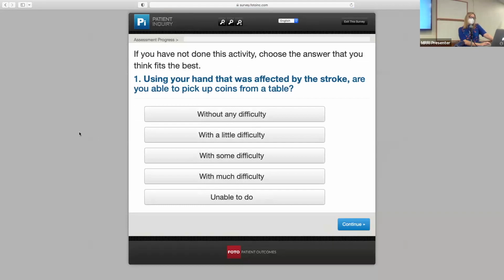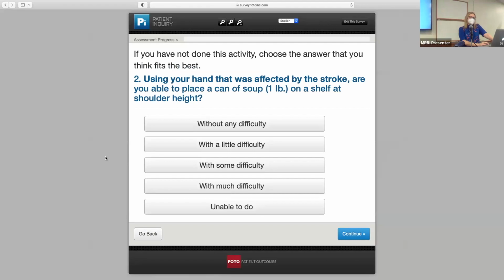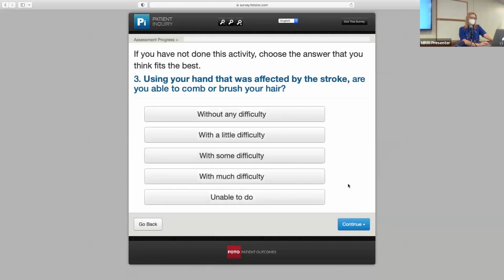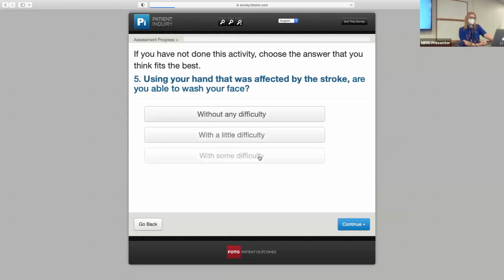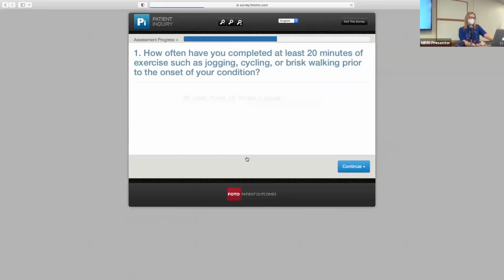Using your hand that was affected by the stroke, are you able to pick up coins from a table? So as I said, that was that midpoint question. And so I'm going to choose somebody who's going to say with some difficulty for everything. Using your hand that was affected by the stroke, are you able to place a 1 pound can of soup on a shelf at shoulder height? With some difficulty. Are you able to comb or brush your hair? With some difficulty. Are you able to open a refrigerator door? With some difficulty. Are you able to wash your face? With some difficulty.